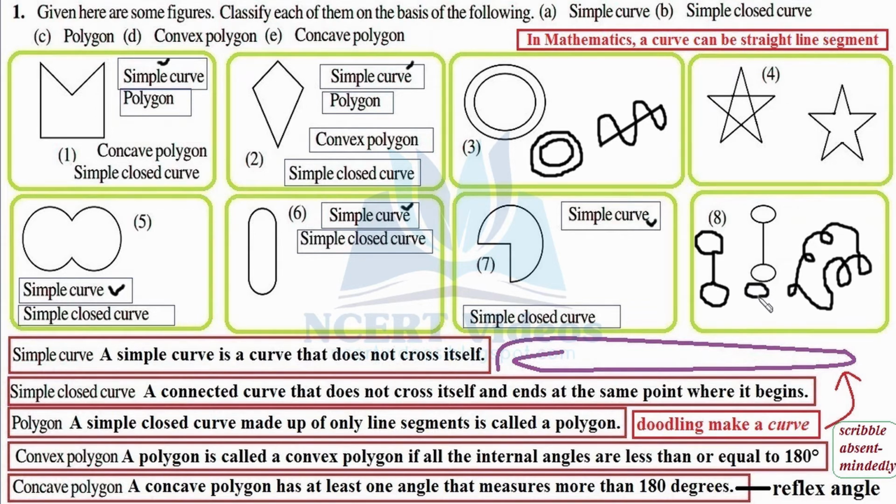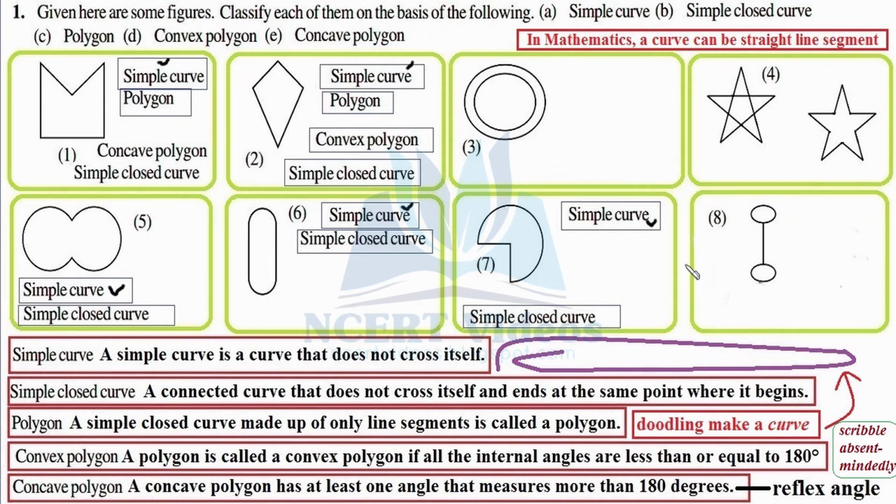In order to make a simple curve, you cannot redraw further when you reach your initial point. Since you redraw like this, therefore it does not remain a simple curve, or you can say it would be a complex curve since we draw from the initial position again. Therefore, figure number 8 is not a simple curve.